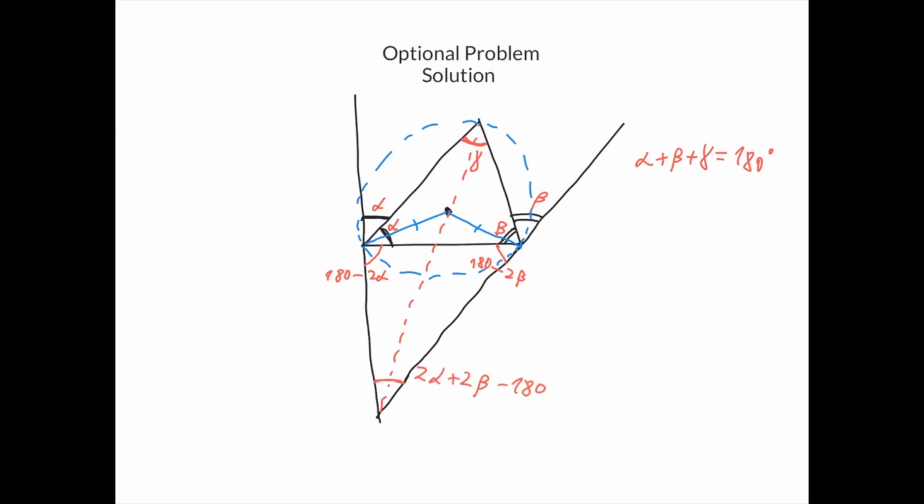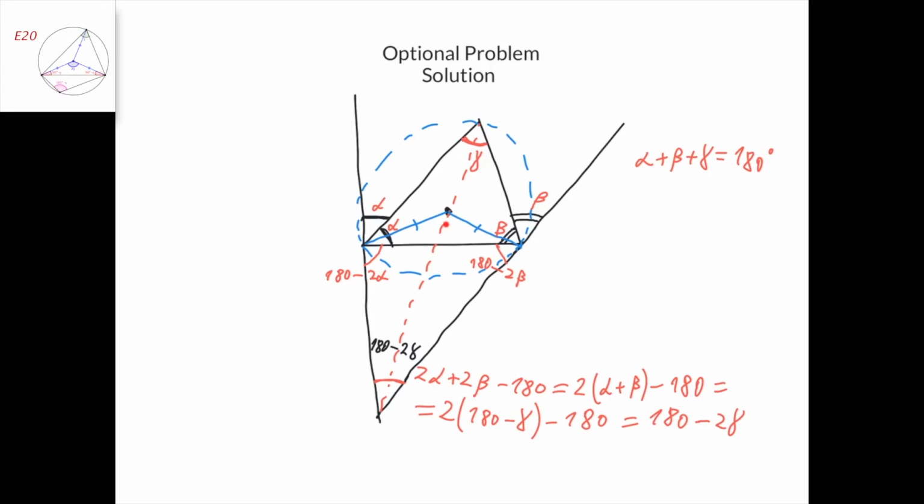And now we just need to do a little algebra with this expression. This angle is 2 alpha plus 2 beta minus 180, which is 2 times (alpha plus beta) minus 180. But alpha plus beta, because of this here, is 180 minus gamma. And when we expand these brackets, we get 180 minus 2 gamma. So this angle here is 180 minus 2 gamma.